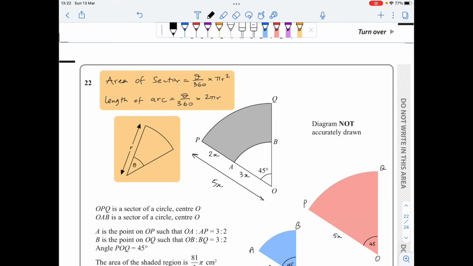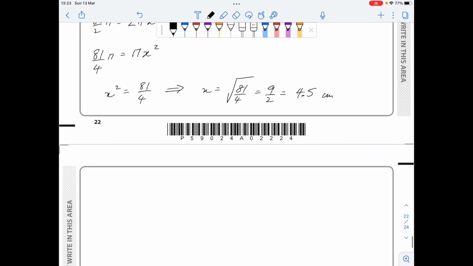Now that I have found the value of x, I can work out the perimeter, and the perimeter is equal to two arcs and two straight lines. So I have the arc PQ in red, the arc AB in blue, and the two straight lines AP and BQ, each one being 2x. So let's go and work out the perimeter.